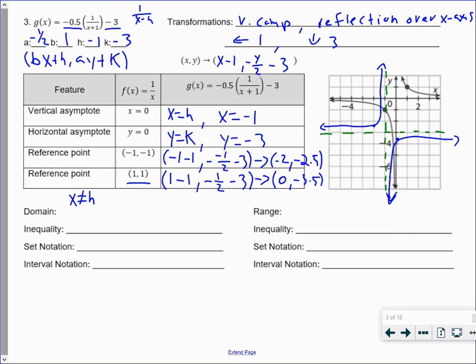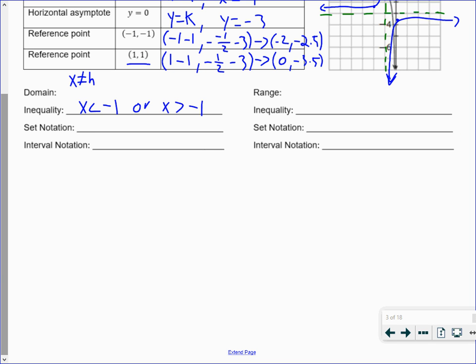So our inequality will be x is less than our h value of -1, or x is greater than our h value of -1. So x is less than -1, or x is greater than -1. The word or is important. Now for our set notation, we're going to say essentially the same thing. Every value of x such that x does not equal -1.